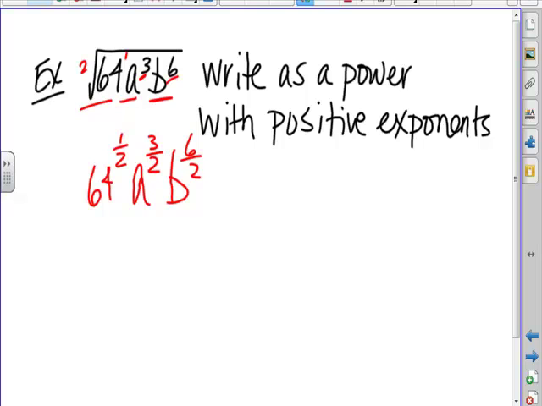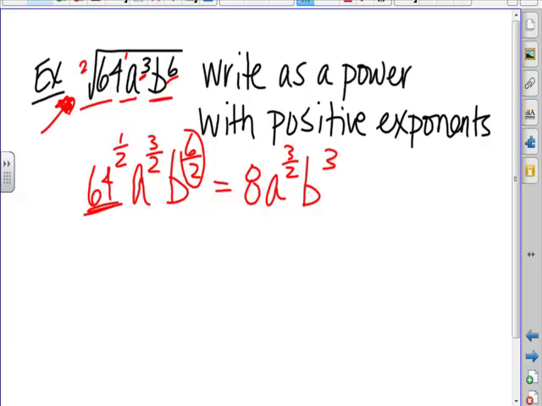And I'm going to just clean this thing up now. So yes, 64 to the half power, square root of 64 is 8. A to the 3 halves, it's reduced as good as it gets. I'm just going to leave it. And then b, I can take that 6 divided by 2 and get a 3. So this is an example where you're given something in radical form and you're asked to put it into fractional exponent form. And so then let me give you another example going the other direction.